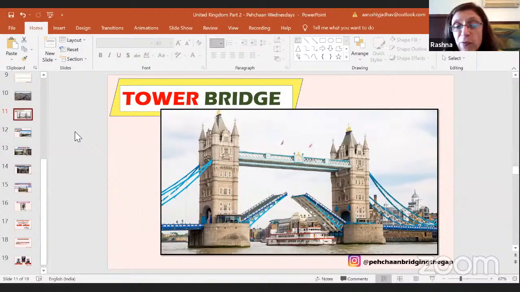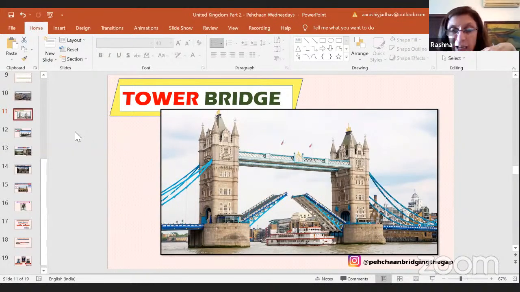As Farid told us, lots of things used to come by ship for trade, for import, export. So these big ships had to enter London. They had to come on the river. So look at this fabulous bridge. It opens up to let the ships pass, and then again it closes, and then we can walk across it or we can go by car across the bridge. Interesting, right? And the name of this bridge is Tower Bridge because it has two towers, right?